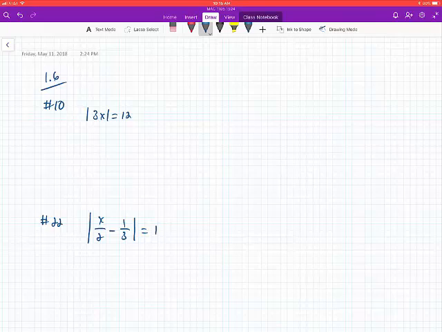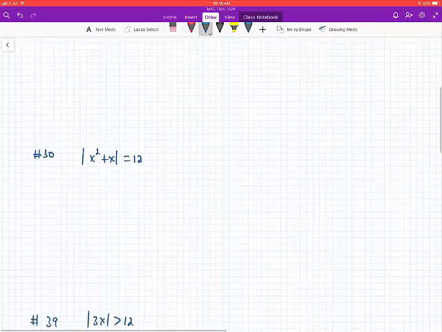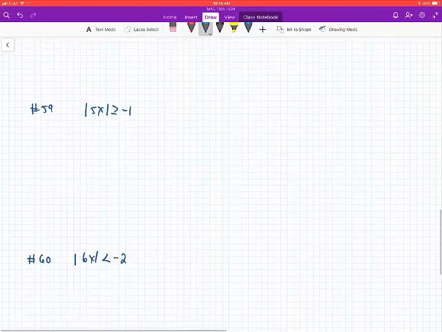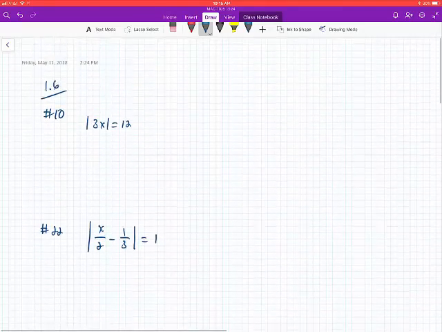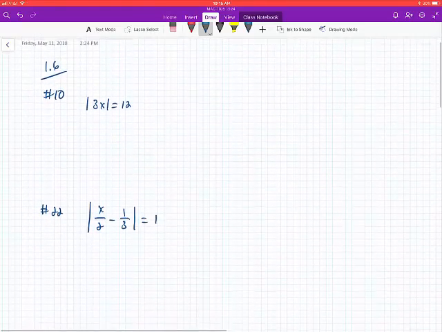Welcome to the examples for section 1.6. I'm going to do problems number 10, 22, 30, 39, 44, 59, and 60. That should cover all of the problems that we're going to be doing in class and also what you should see in the homework.